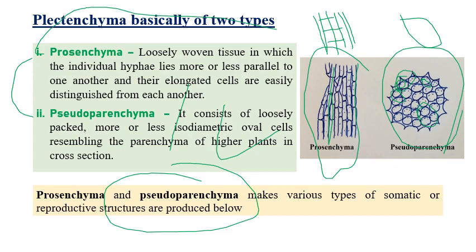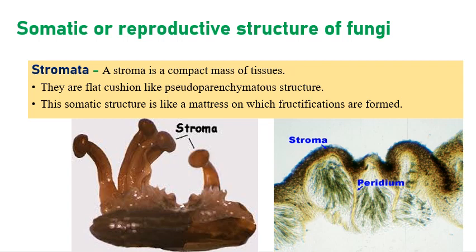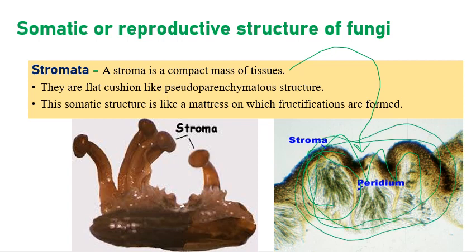Now we will see what the different kinds of Hyphal modifications are. The first one among the somatic or reproductive structures is stromata, or stroma. It is a compact mass of tissue. If you see here, we can observe stroma. It is a cushion-shaped structure composed of pseudoparenchymatous tissues. It is a fructification or mattress-like structure where the spores will be produced. Imagine a flask-shaped or cushion-shaped structure.